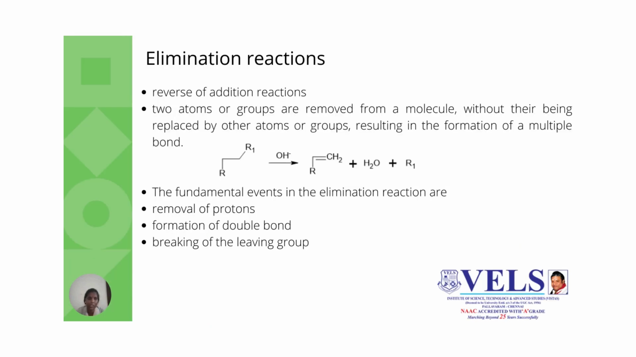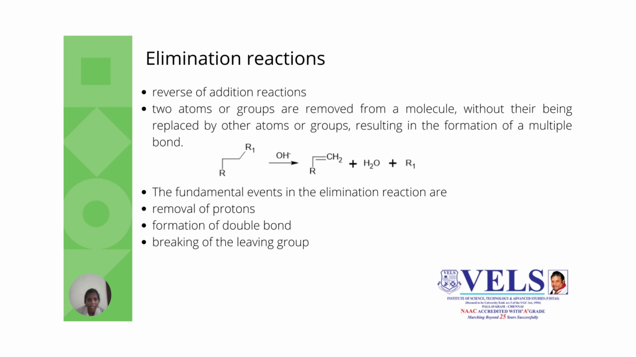Before entering into our topic, we have to know a small introduction about what is meant by elimination reaction. Elimination reaction is nothing but the reverse of the addition reaction. Here two groups or atoms are removed from a particular molecule without replacement. That means two groups or atoms are removed from the molecule without being replaced by other atoms or groups. It results in the formation of a multiple bond.